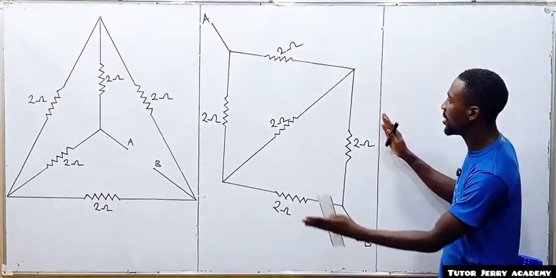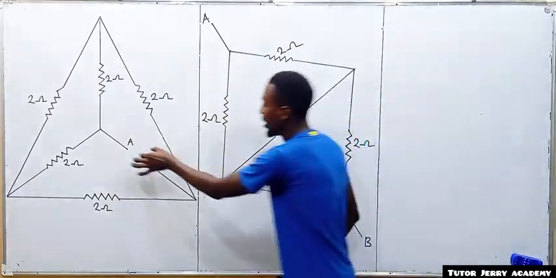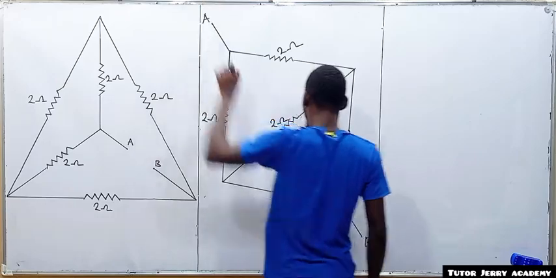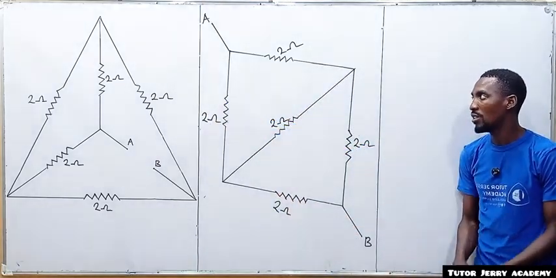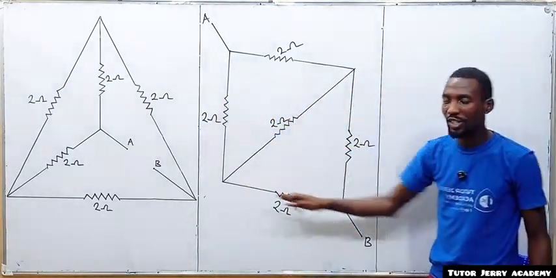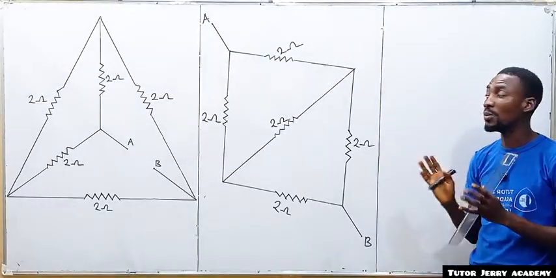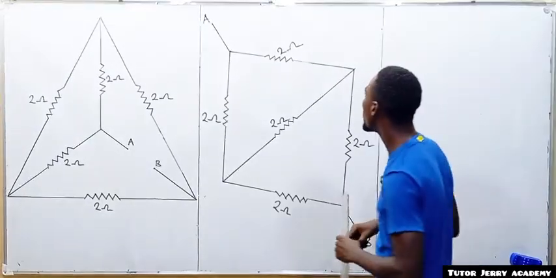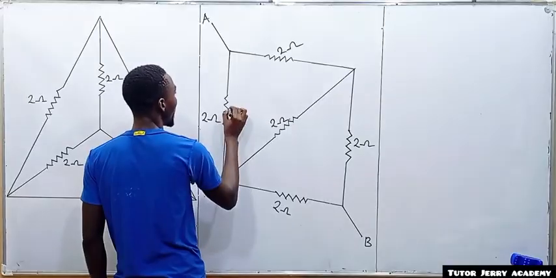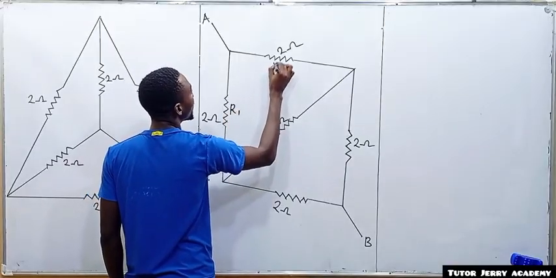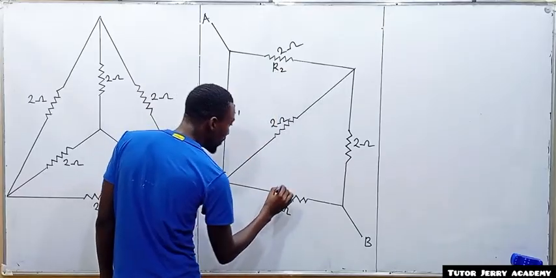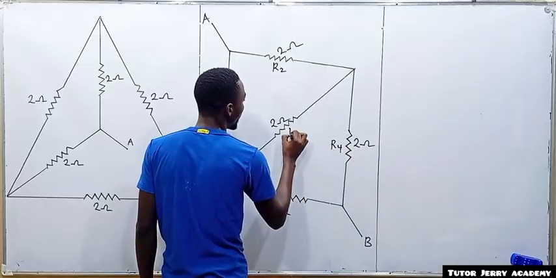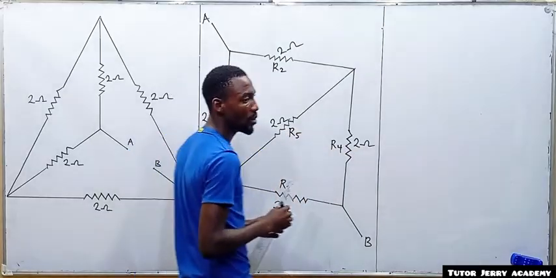Alright, so you can see this is our diagram. It's as if we took this terminal A and stretched it up, so you can see it here, and this is our terminal B. And this is looking like a Wheatstone bridge, right? Now let's check if it is balanced. Alright, so how do we know if it is balanced? Let's call this R1, this R2, this R3, this R4, and this R5.